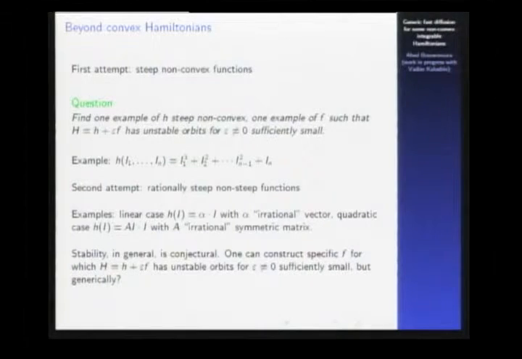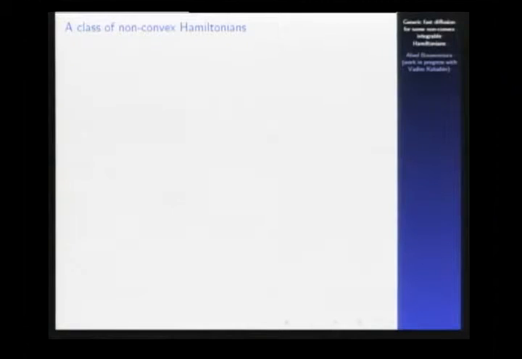Now I'm reducing again. So basically I will remove rationally steep functions. So at the end I just have functions which are not rationally steep. So this is the class of non-convex Hamiltonians, and I will comment on that. They are not just non-convex, they are non-steep and they are non-rationally steep, because this case already causes some trouble. So as I said, we are left with Hamiltonians which are not rationally steep.